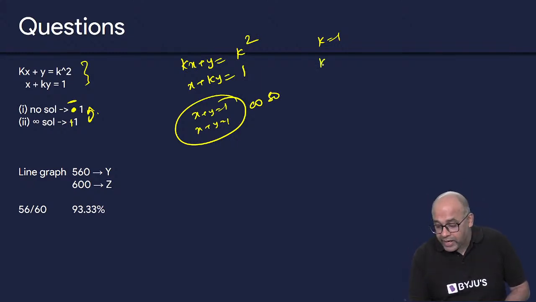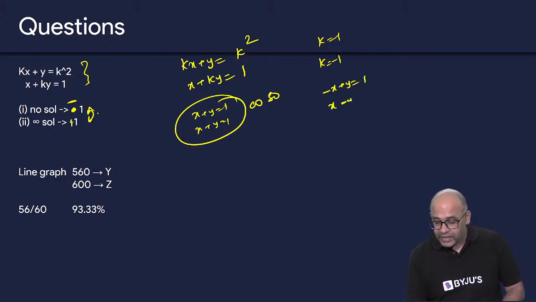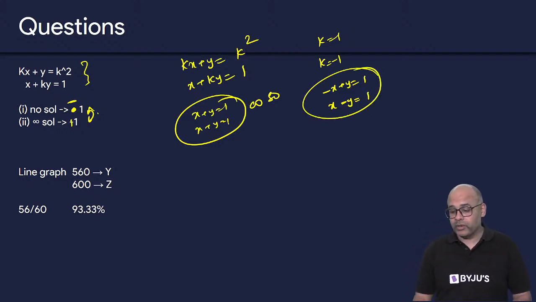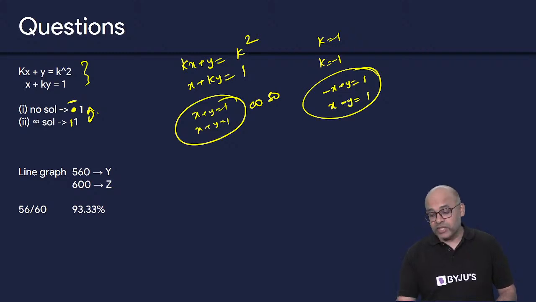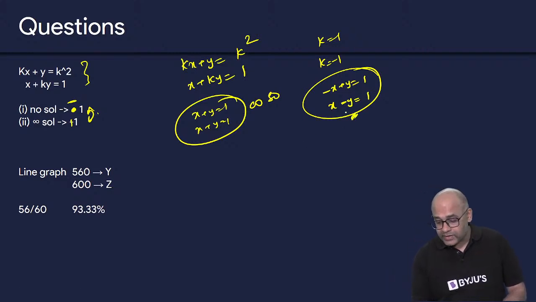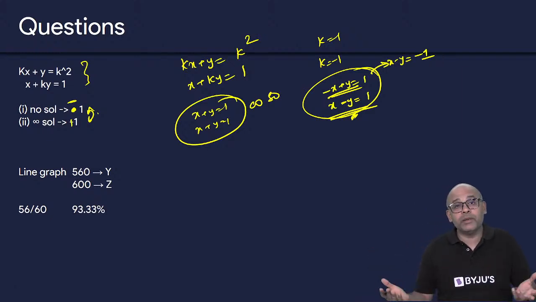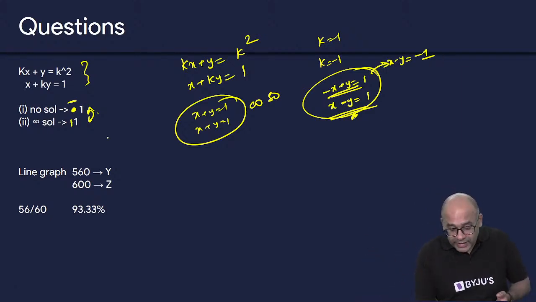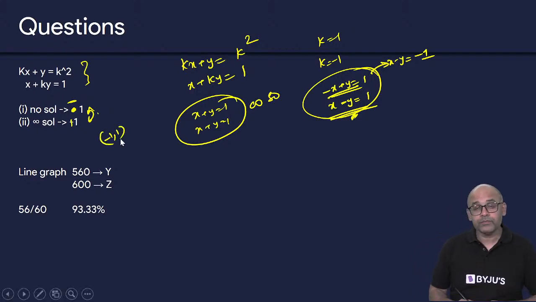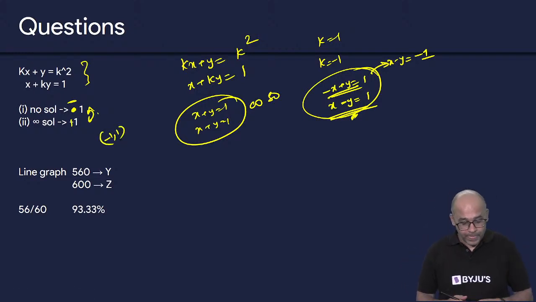And when you have k equal to minus 1, take a look at what happens. You will have minus x plus y equal to 1 and x minus y equal to 1. So basically you will have no solution here because both these lines are parallel to each other. What are these? One is x minus y equal to 1. This can be written as x minus y equal to minus 1. So they are both parallel lines. Parallel lines means they don't meet. If they don't meet, it means there is no solution. So the correct answer is minus 1 and 1. Minus 1 and 1. Okay.